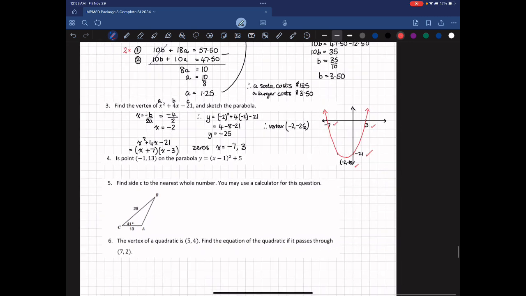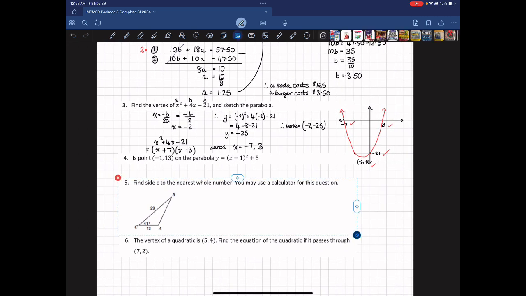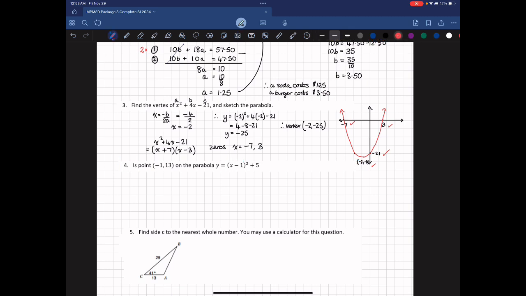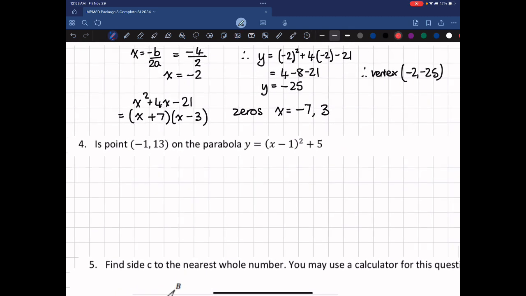All right. Next question. Is the point -1, 13 on the parabola? This one's a super easy one. All we need to do is remember that this is an x value, this is a y value, and we're looking to see if those two values make this equation true. So let's do a left side, right side check. And in fact, I'm just going to use the x value, I think.